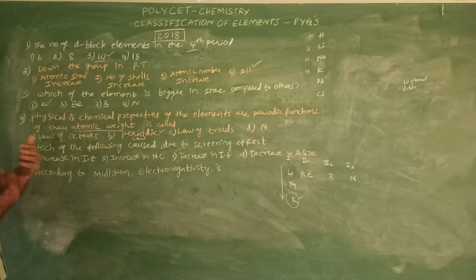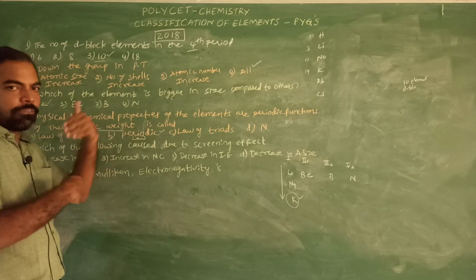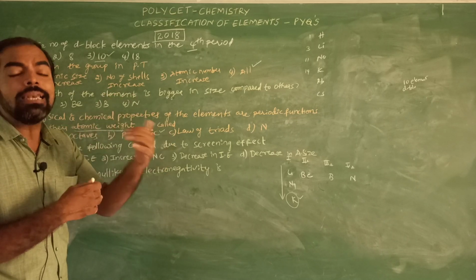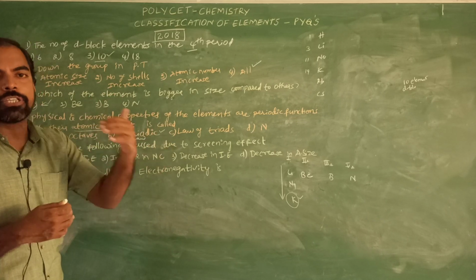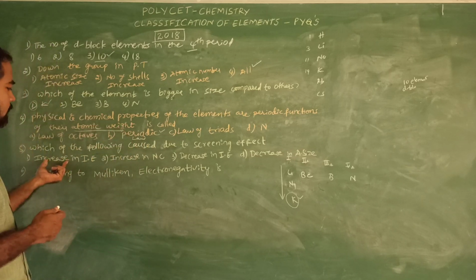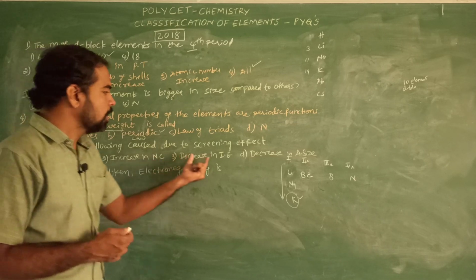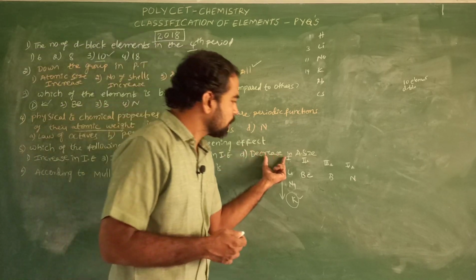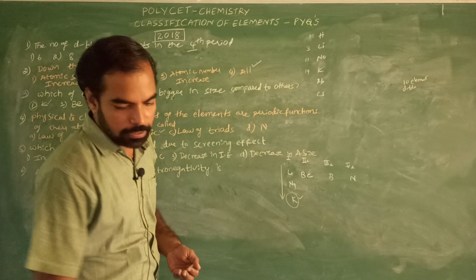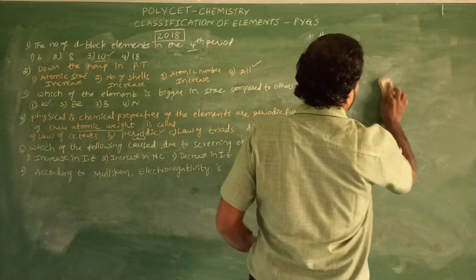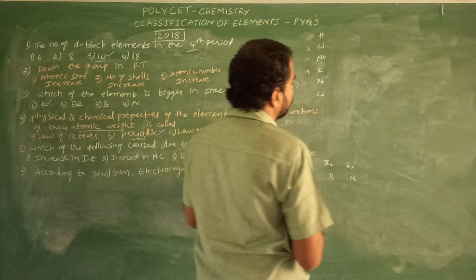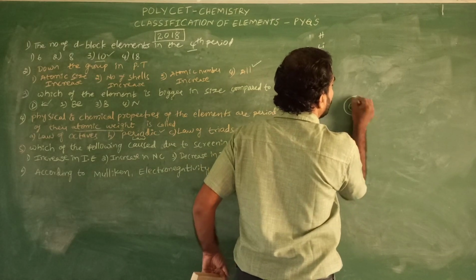Here, if the screening effect increases, ionization potential or ionization energy decreases. Here the options are increase in ionization energy, increase in nucleus charge, NC means nucleus charge, decrease in ionization energy, decrease in atomic size. See, let us observe here, screening effect.